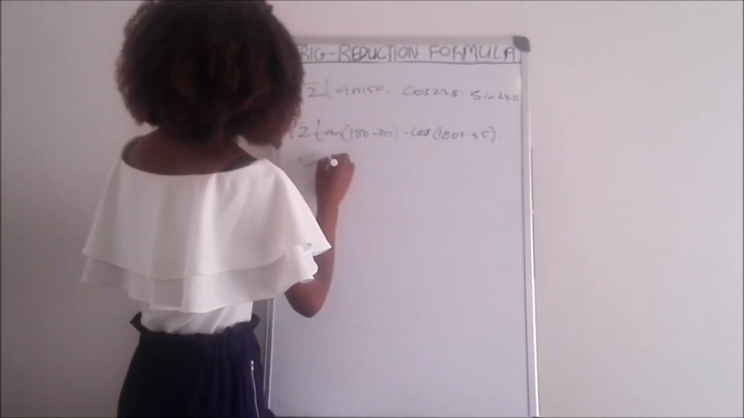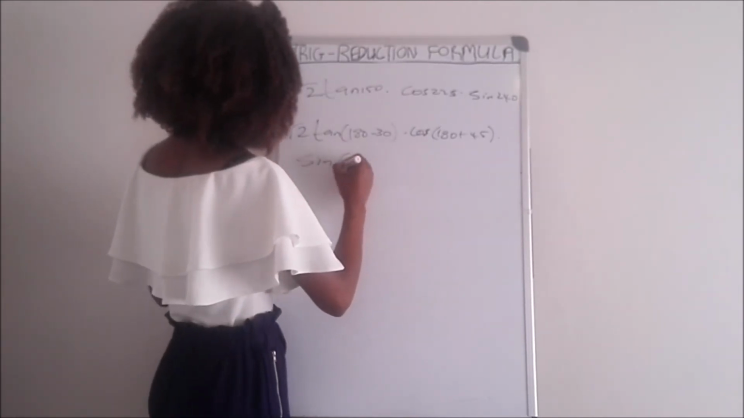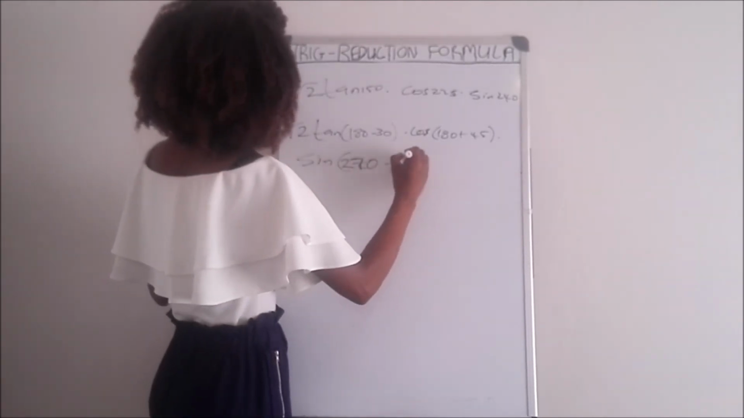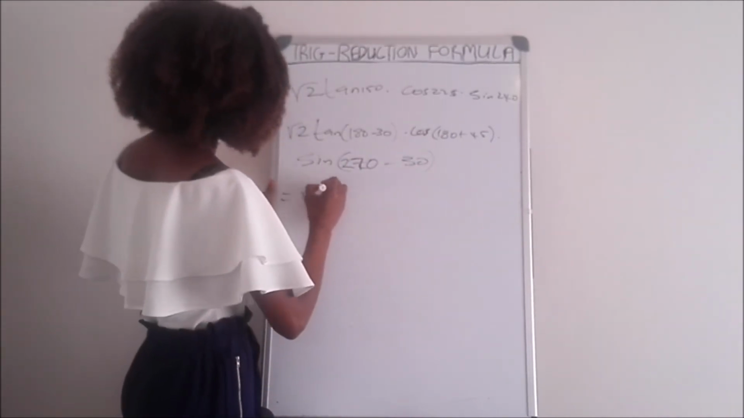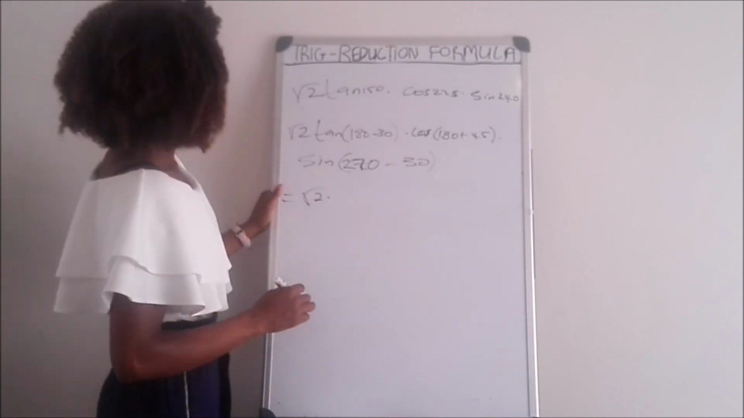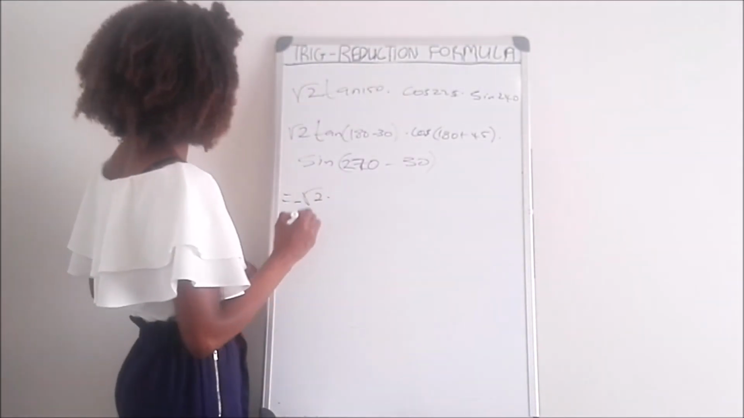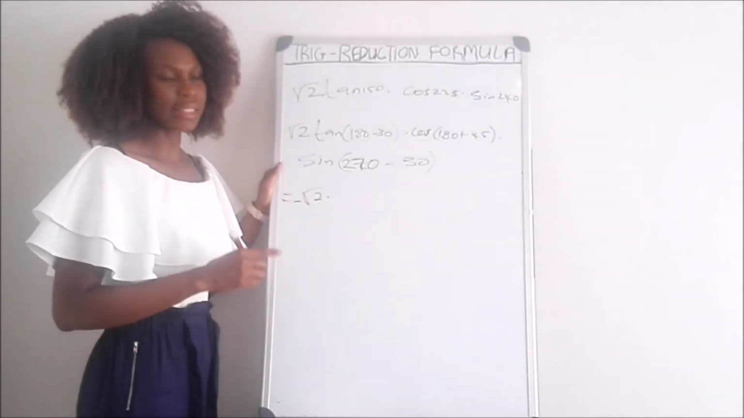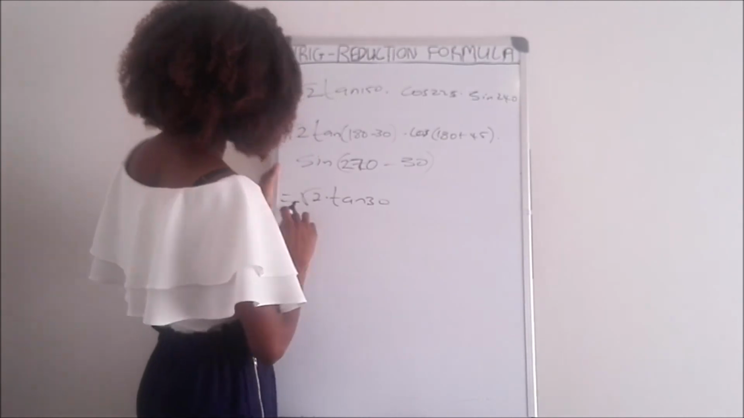multiplied by sine 240, and in the same way we can say sine of 270 minus 30, which will give us 240. And then the next step, we're going to have root 2 multiplied by tan of 180 minus 30. It's negative tan because it's in the second quadrant. That means now we're going to have negative tan 30, of which this is the negative.